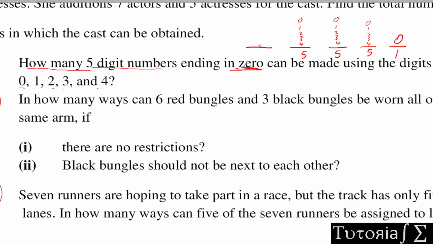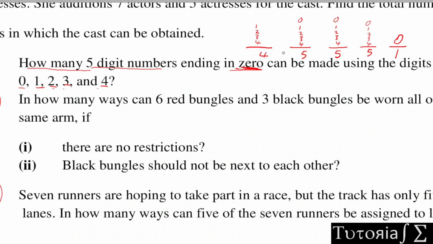But here we can only have a 1, 2, 3, and a 4, because there is no 5-digit number that can begin with a 0. Do we count numbers like 0, 2, 0, 1? No. So this 5-digit number cannot begin with a 0. It can only begin with a 1, a 2, a 3, or a 4. So for the first place here, we only have 4 possible combinations.